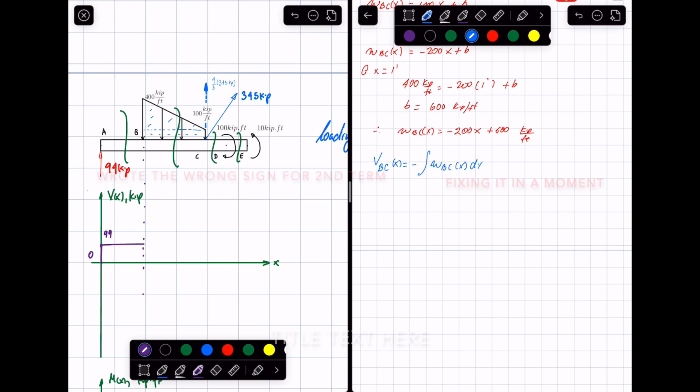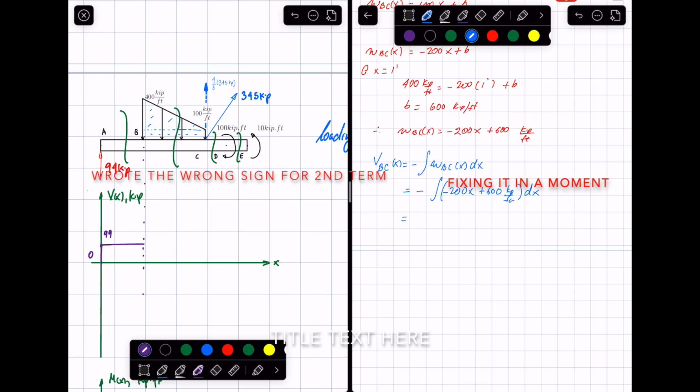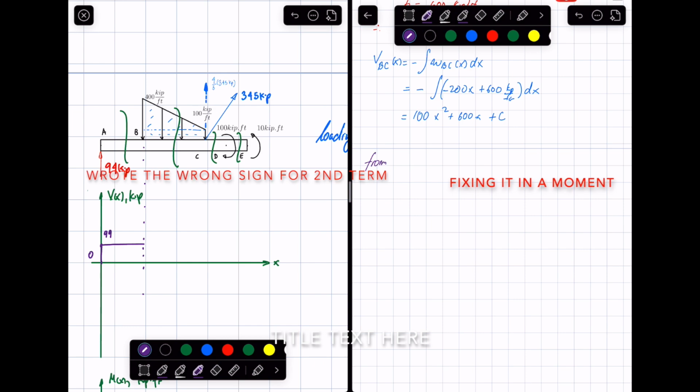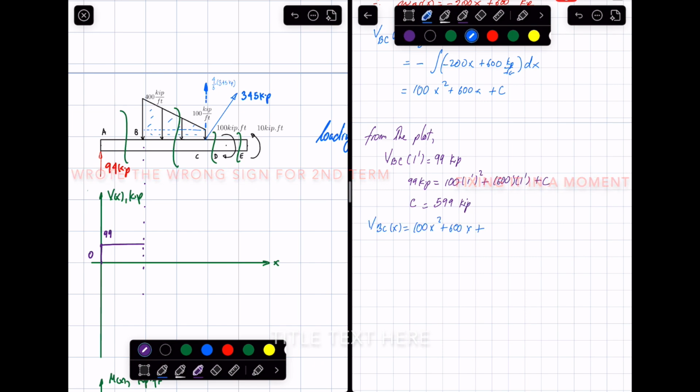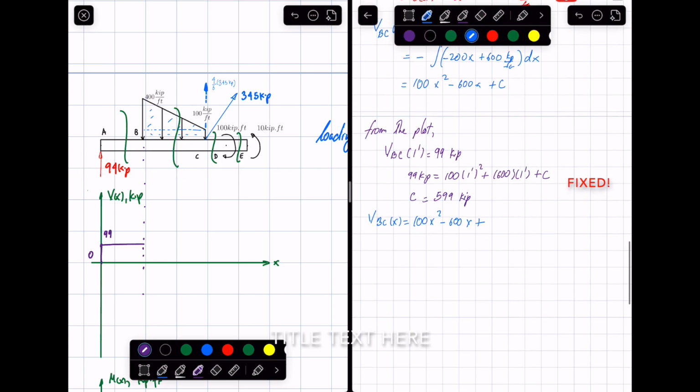Since it is related to our shear diagram, we go ahead and substitute the value in. So our minus 200x plus 600 distributed load becomes 100x squared minus 600x plus a constant that needs to be evaluated. We evaluate it from the shear plot because we know the value of the shear at 1 foot. That gives us the constant of integration, and we have now that our shear is 100x squared minus 600x plus 599 kip.